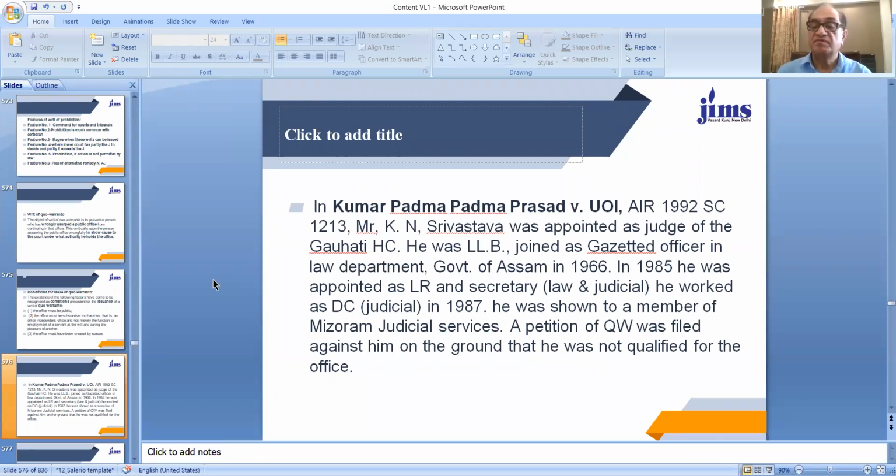In this case, Mr. K.N. Srivastava was appointed as judge of the Guwahati High Court. He was LLB, no doubt. He joined as a gazetted officer in the Law Department, Government of Assam in 1966. In 1985, he was appointed as Law Secretary and he worked as District Collector also, District Collector Judicial in 1987. Then he was shown to be a member of Mizoram Judicial Services and he was appointed as Judge of the High Court by the President of India.